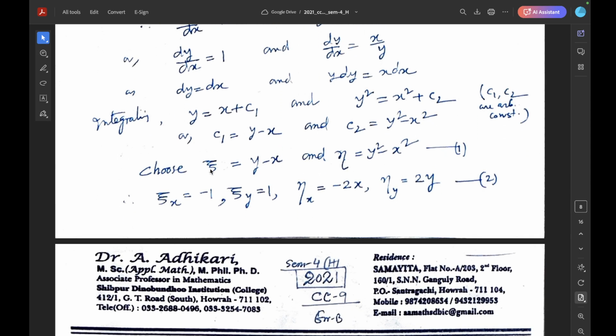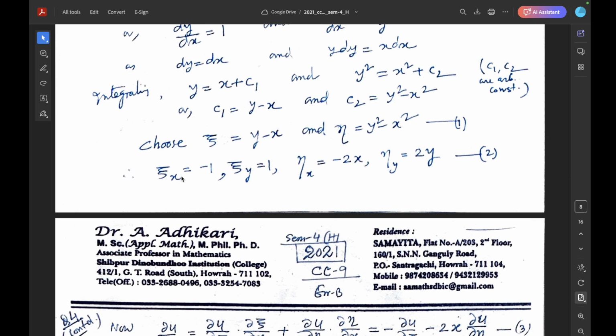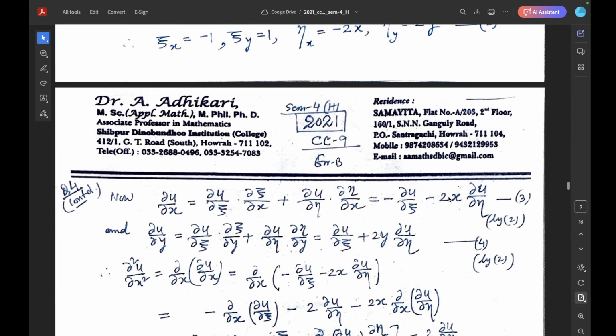Choose xi equal to y - x and eta equal to y² - x². Hence xi_x, that means ∂xi/∂x equal to -1, xi_y equal to 1, eta_x equal to -2x, eta_y equal to 2y, equation 2.